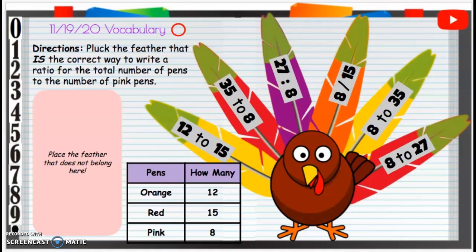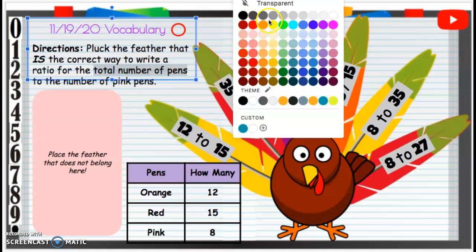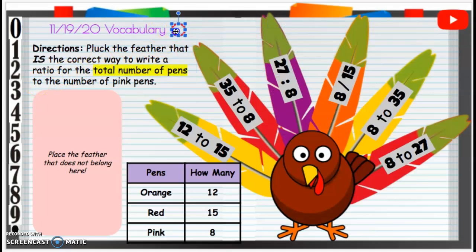November 19th, 2020 vocabulary. All right, so the directions. We're going to pluck the feather. That is the correct way to write a ratio for the total number of pens to the number of pink pens. All right, so we have total number of pens first. Total number of pens, I'm going to highlight that, to the number of pink pens. All right, I'll highlight that in pink because it's so pretty.